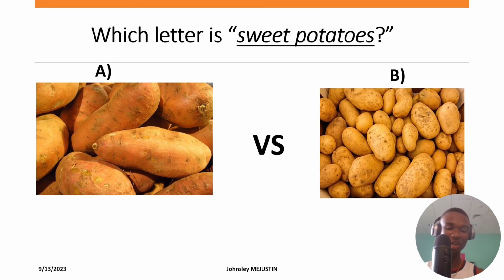Now, which letter is sweet potatoes? You see two pictures, letter A, letter B. I don't want you to confuse potatoes and sweet potatoes. In French, potatoes is pomme de terre, but sweet potatoes, that's not pomme de terre. Sweet potatoes, this is what we call patate. Patate is sweet potatoes, but potatoes, that's what we call pomme de terre. Be careful about that, okay?